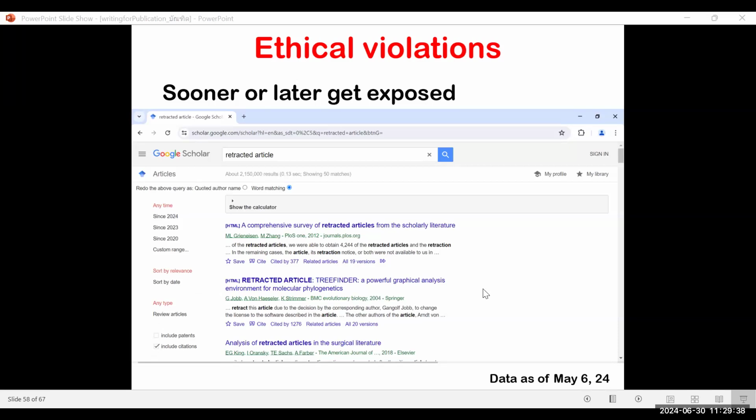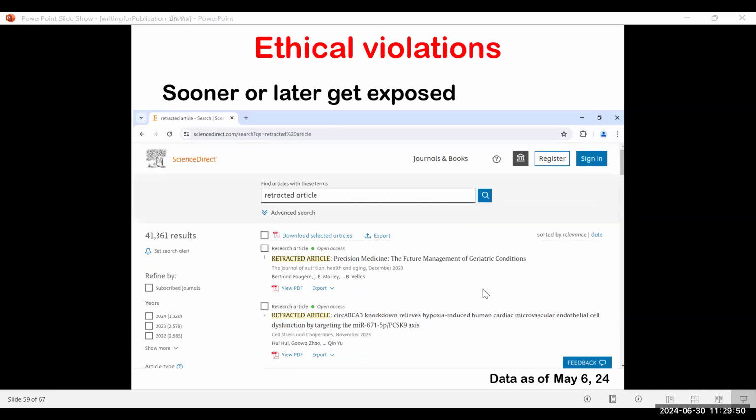Like this one, I just searched Google Scholar from the 6th of May. The word "retracted" gives 2 million results. Or I searched Scopus: just more than 40,000 retracted articles. You can see them come with the titles of the research work and the names of all the authors. Sooner or later, if we don't work properly at some part, if we just forget to do some parts, or by mistake I just forget something.